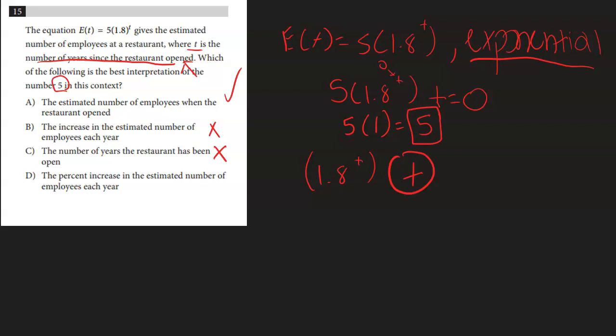And then D, the percent increase in the estimated number of employees per year. That would be represented by 1.8 because every year the increase is going to get a little bigger. And so that's why we put it to the power of t, because it could be 1, 2, 3, 4. The increase since the restaurant opened would go up. And so that's represented by 1.8. So D is not correct. And A is the only answer.